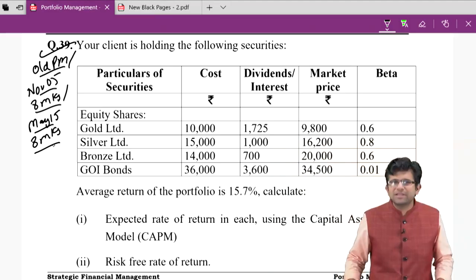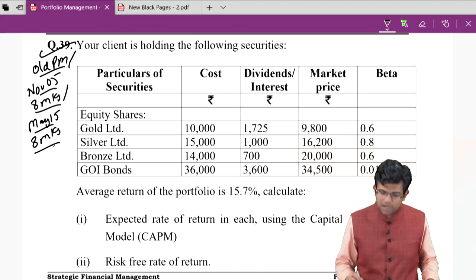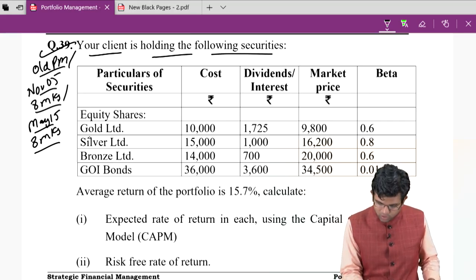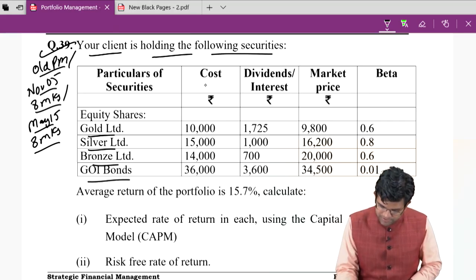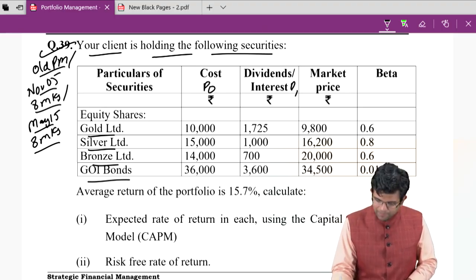You might be feeling, sir, similar question, why again you have put? No, there is something tricky here, some twist is there. Let's see how. Your client is holding the following securities. Basically is holding gold, silver, bronze and GOI bonds. Cost means basically students, what has been given is your P0. Students, dividends and interest means basically your D1. Market price at the end, basically this will be P1, and then betas are given to you, correct?